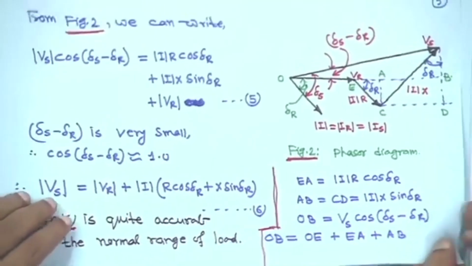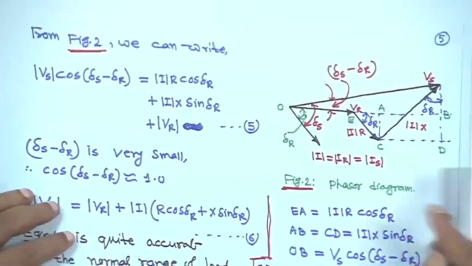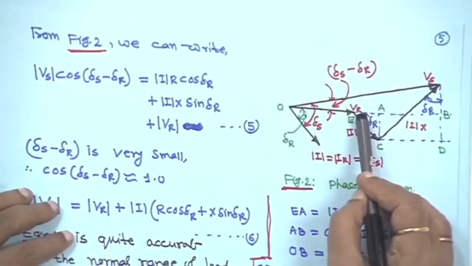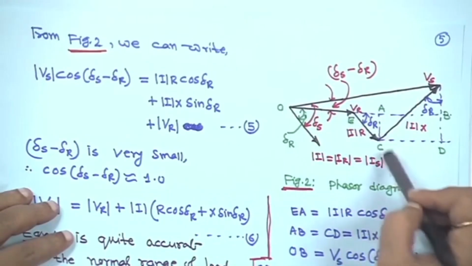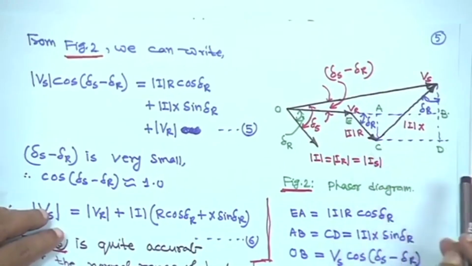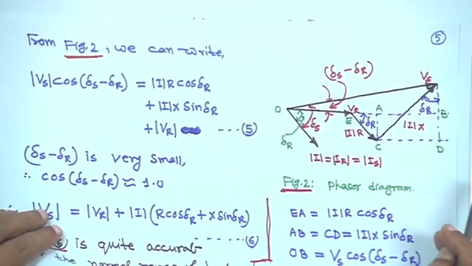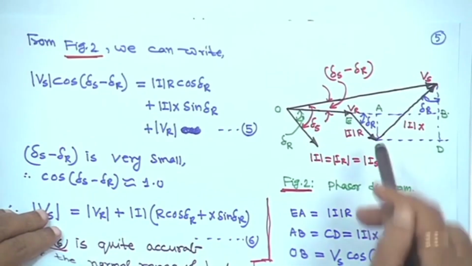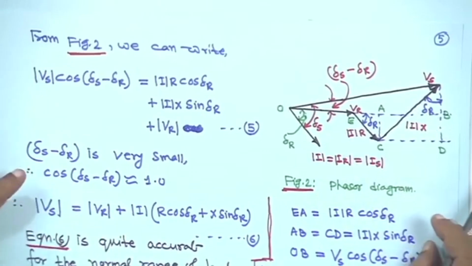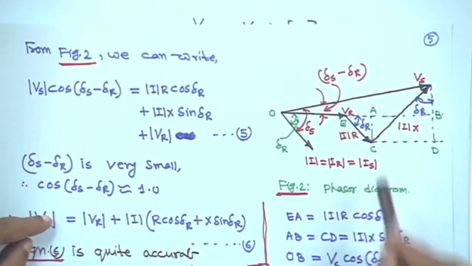Another exercise you try: take I as a reference and redraw the whole phasor diagram for this, and see how it looks. You will find perhaps that one may be easier for you, but I have not made it for you, you should do it.